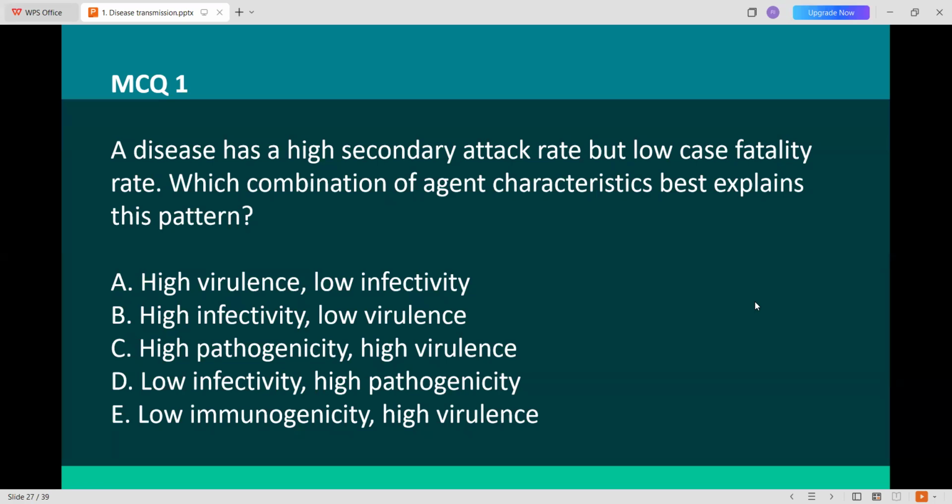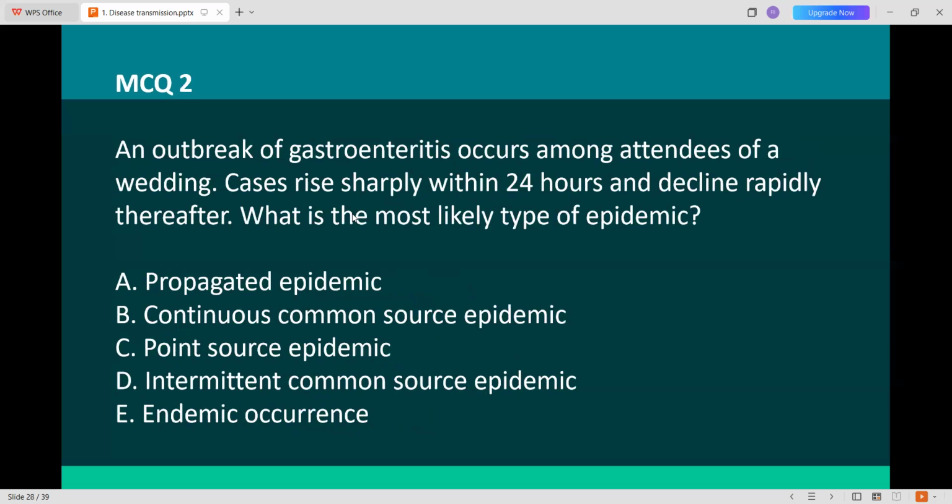MCQ number one: a disease has a high secondary attack rate but low case fatality rate. Which combination of agent characteristics best explains the pattern? A, high virulence, low infectivity. B, high infectivity, low virulence. C, high pathogenicity, high virulence. D, low infectivity, high pathogenicity. E, low immunogenicity and high virulence. So B is the right option.